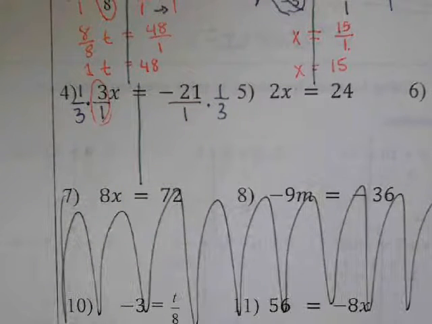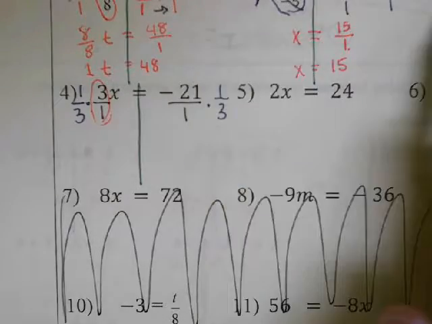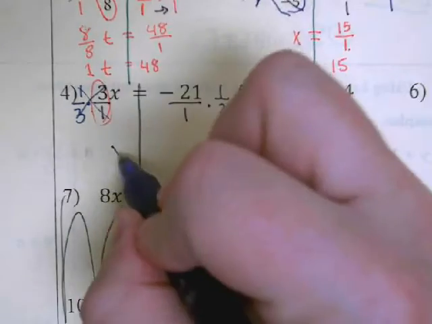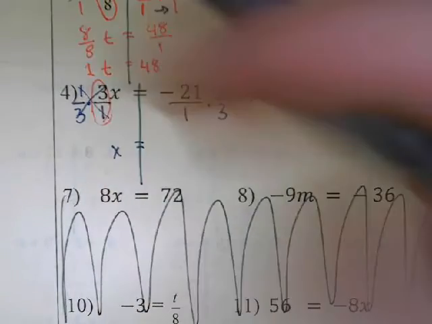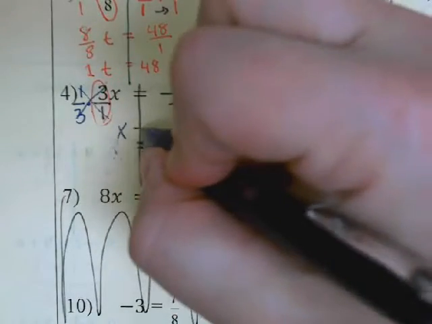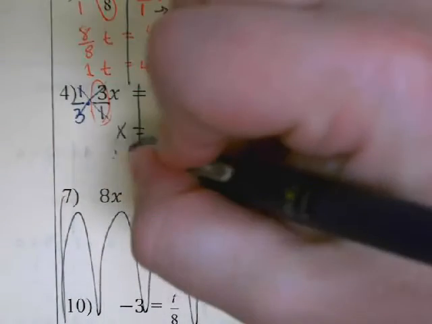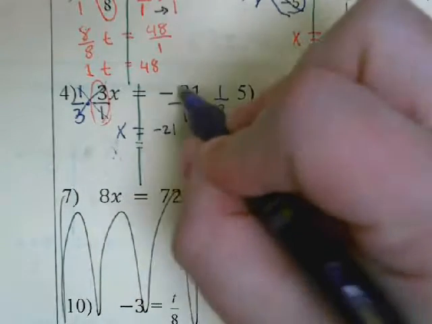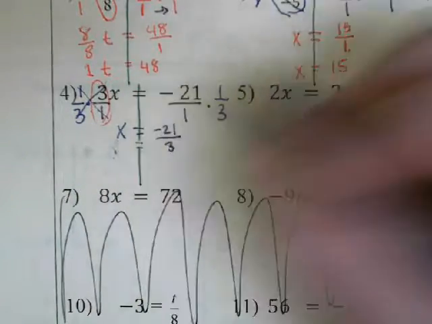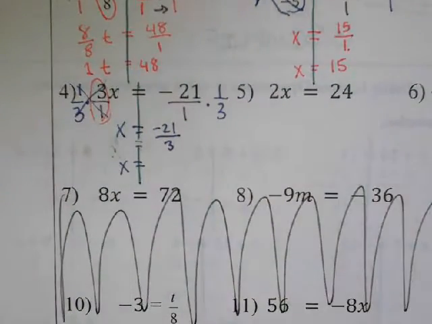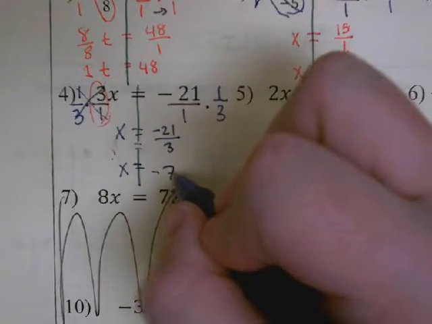And now we're multiplying our fractions together. But the same process, how we could cross stuff out, we can still do that on this. So I'm going to cross these out, and I'll get x equals negative 21. Negative 21 times 1 is negative 21 over 3. Then we'll do our division. And negative 21 divided by 3 will be negative 7.